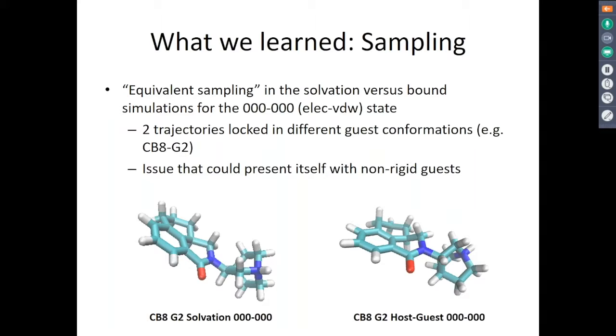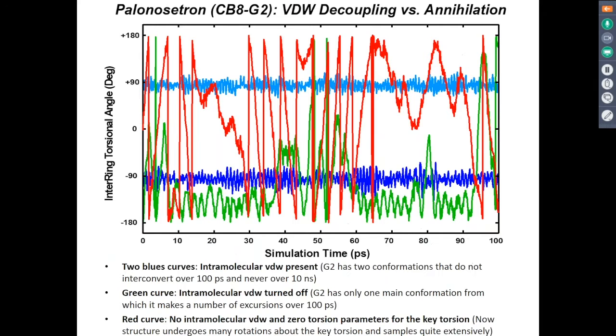So with the introduction of these drug molecules that had portions that they could rotate about, then with non-rigid guests, suddenly we were seeing the sampling problem and potential different reference states within our guests. So we were wondering how we could potentially solve this problem. So this is for guest 2, and we'll just walk through this for a second. So these are different approaches that we tried.